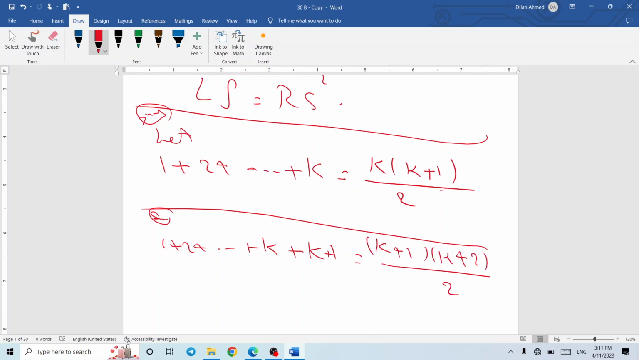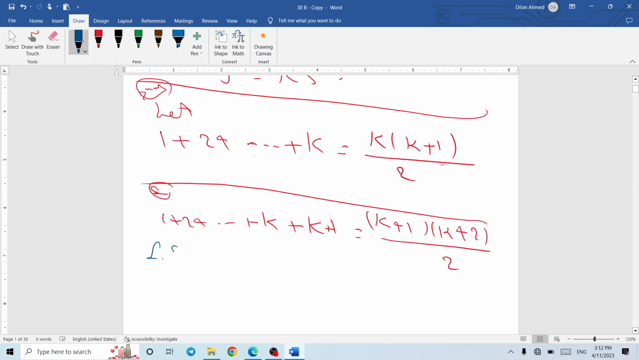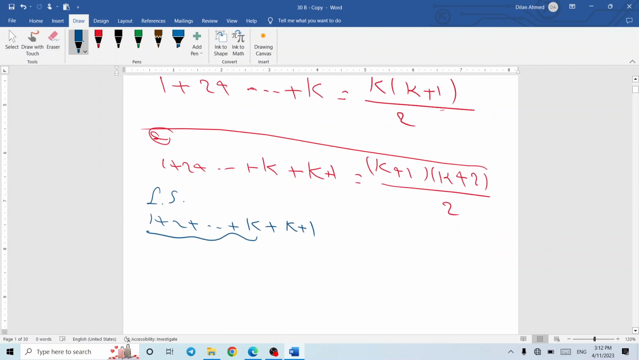Understood? You need to show that. You should start from the left side and get the right side. How? I know this term, so the left side: I see 1 plus 2 plus till k plus 1 equals what? I see till here, by the second step, I get what? By the second step, till k.